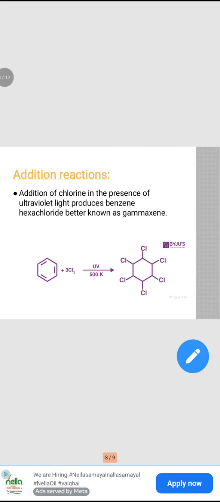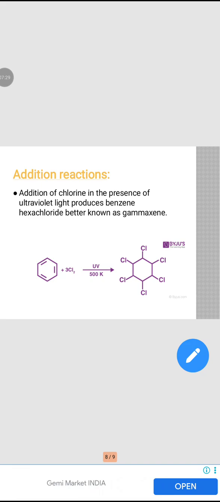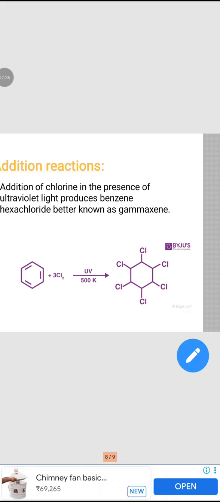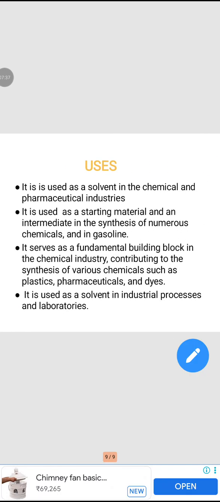Then the addition reaction. Addition of chlorine in the presence of ultraviolet light produces benzene hexachloride. Benzene is reacted with chlorine in the presence of ultraviolet rays to form benzene hexachloride, also known as gammexane.